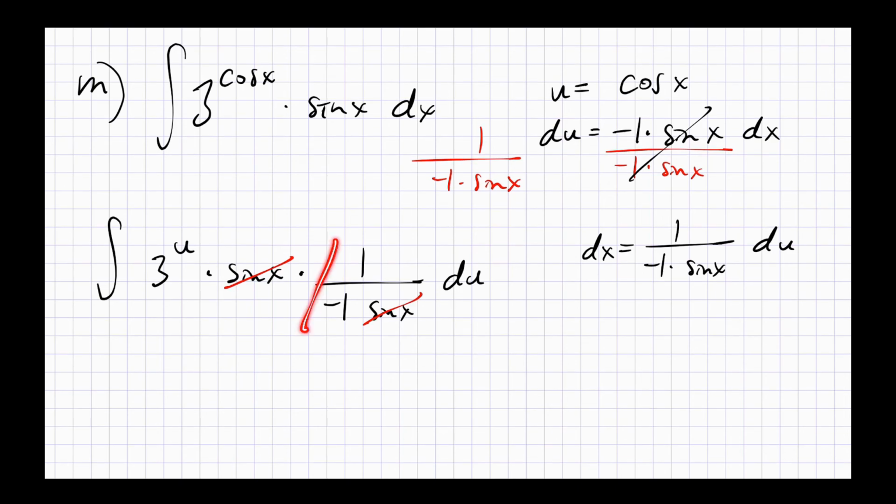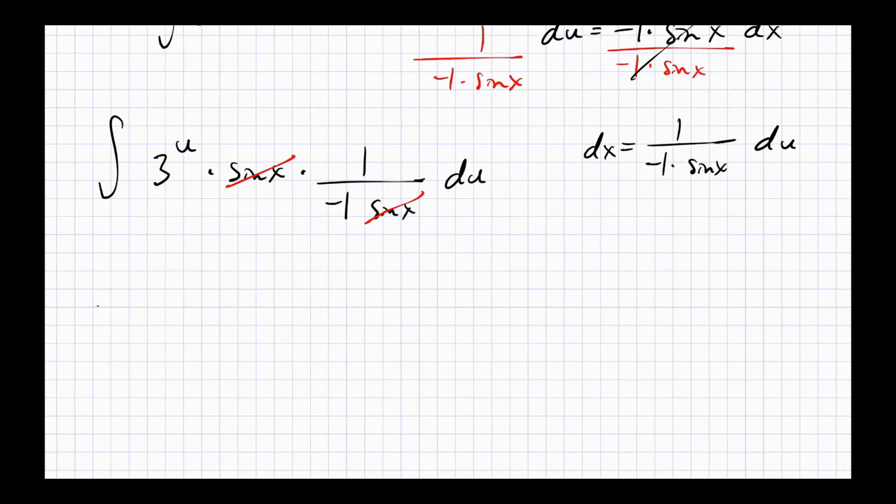Well, what I'm going to do is multiply that negative 1 and put it in the front. So negative 1, and then I have 3u du. All right, so how do I find the antiderivative of 3u?